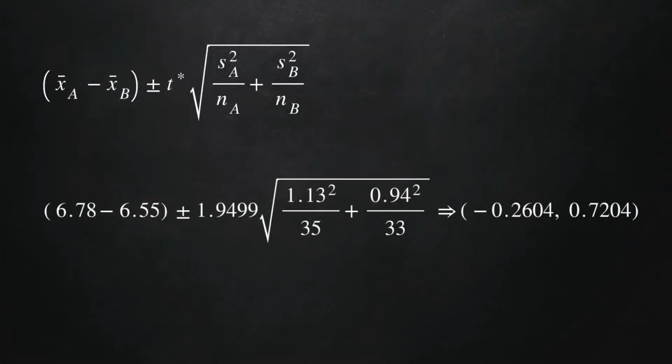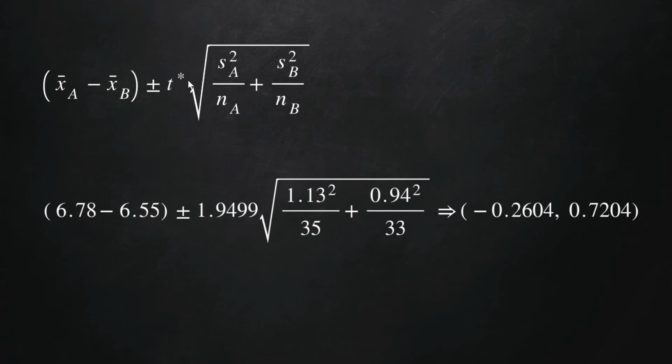Now, we could first use the formula to find the confidence interval. Here we could subtract the means from the two separate samples, x bar sub A minus x bar sub B. This would be our point estimate. We could then say plus or minus our margin of error. And this margin of error formula is pretty intimidating, so let's break it down.